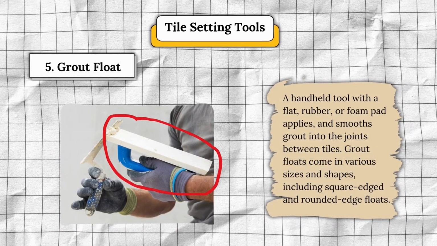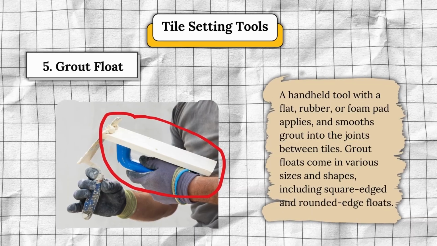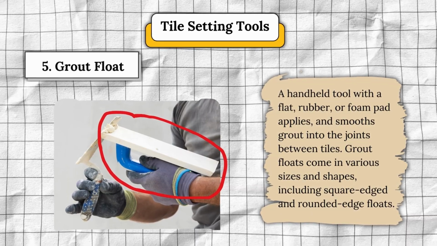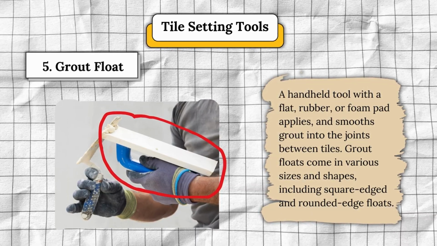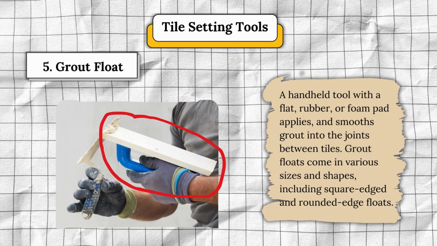Number 5. Grout float. A handheld tool with a flat, rubber, or foam pad applies and smooths grout into the joints between tiles. Grout floats come in various sizes and shapes, including square-edged and rounded-edge floats.